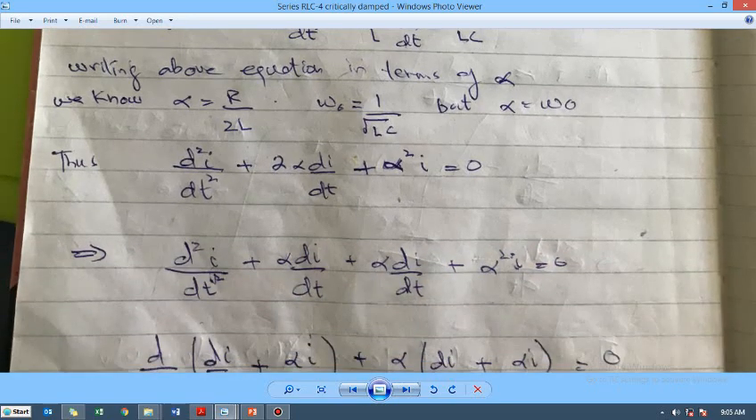Then we do a bit of rearranging here, and this term has been replaced with two terms.